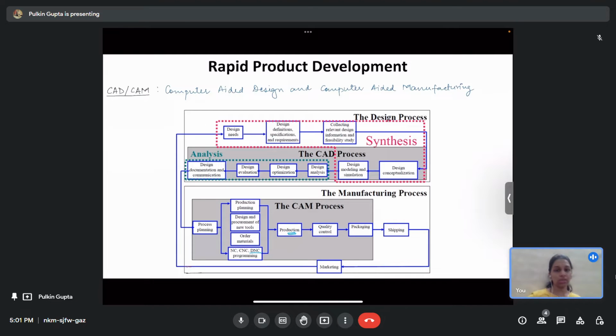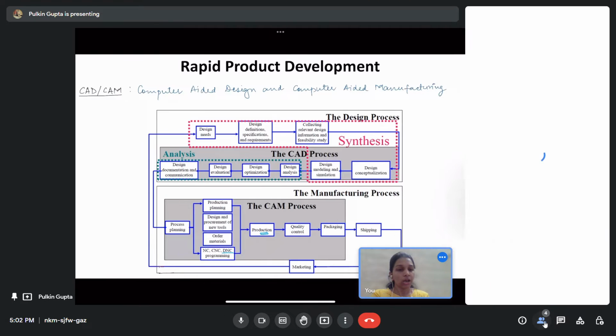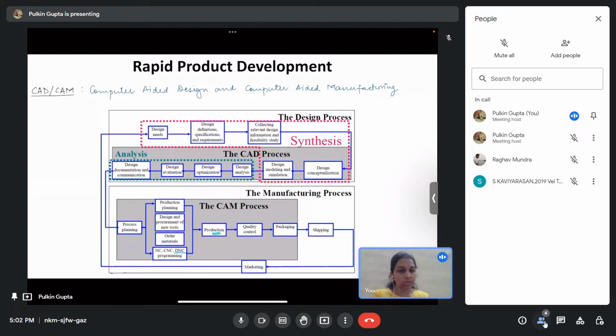So this week it started with a rapid product development. Okay, so can I ask Mr. Kavi to tell me what was rapid product development very briefly? Am I audible, Mr. S. Kavya Raslan?